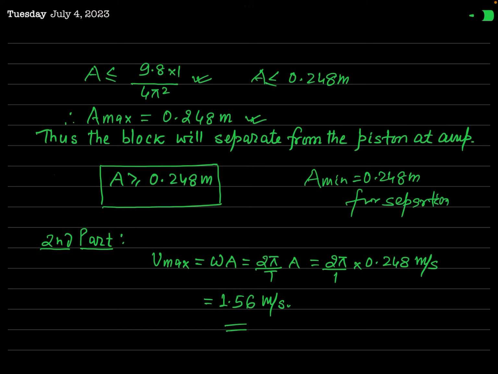This is a very remarkable fact. You have obtained the maximum amplitude for no separation. The answer is 0.248 meter. And now you are asking what is the minimum amplitude so that the block will get separated. The answer is the same. The limiting value will be the same. I am just clarifying this.